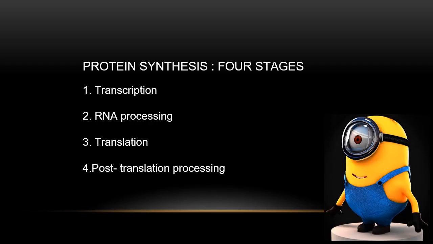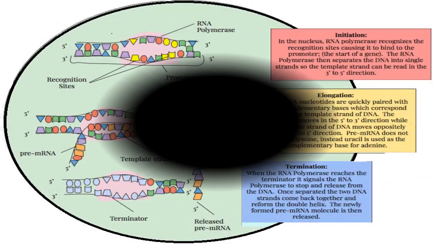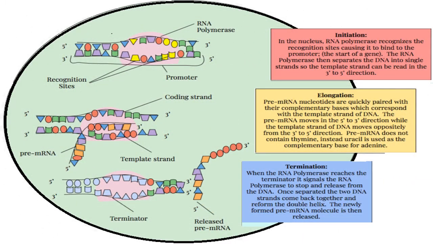There are four stages in protein synthesis: transcription, RNA processing, translation, and post-translation processing. In transcription, DNA is copied to mRNA, which is used as a template for the instructions to make protein. There are three stages of transcription: initiation of transcription, elongation of the RNA strand, and termination of transcription.